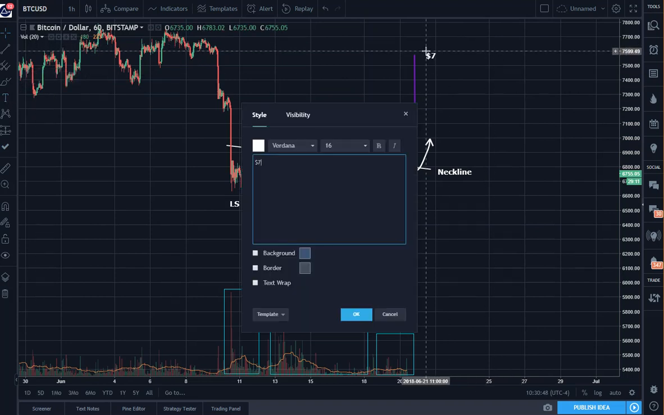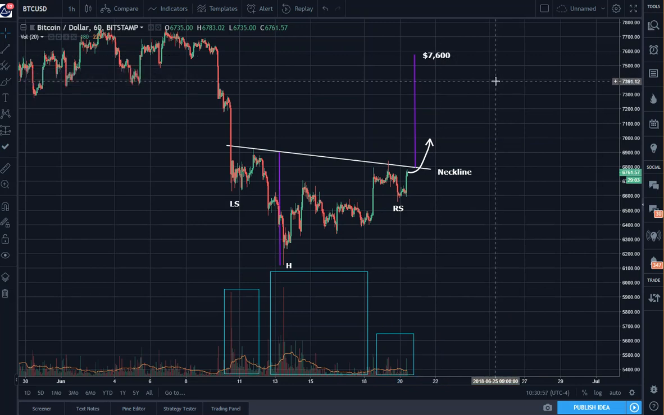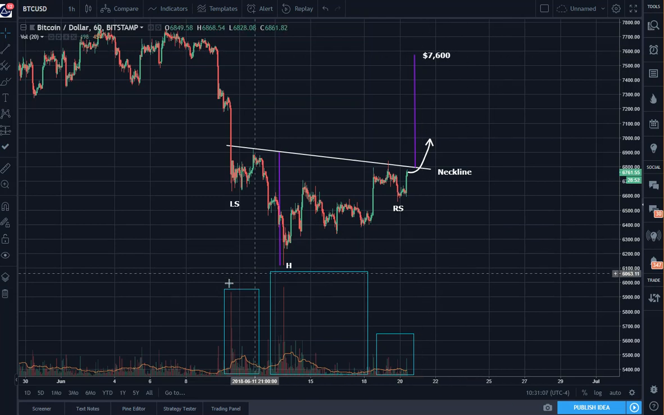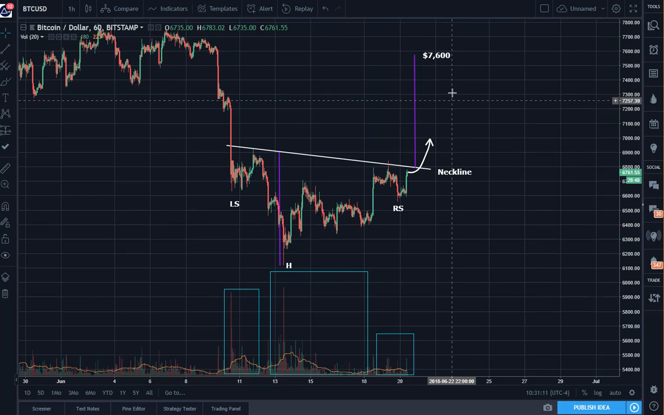Approximately. Now, these numbers are not projections, or targets are not being put out to say, hey, listen, it hit 7,600. If it does, then I can just pat myself on the back. No, I couldn't care less about that. This is just a guidepost to look at in a scenario of this type, with this pattern, what this would look like.